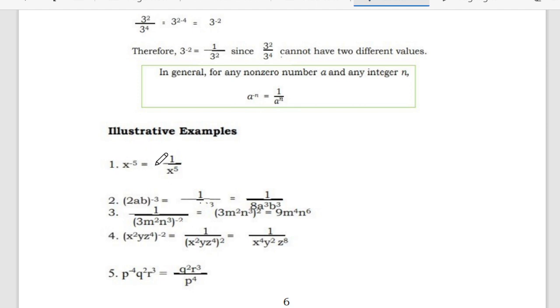X raised to negative 5 is just equal to 1 over x raised to 5. So this is already positive. Okay, so the same process here. For number 2, this is just equal to 1 over, this must be, there should be a 2a here. Where is it? Let us erase first. It should be like this.